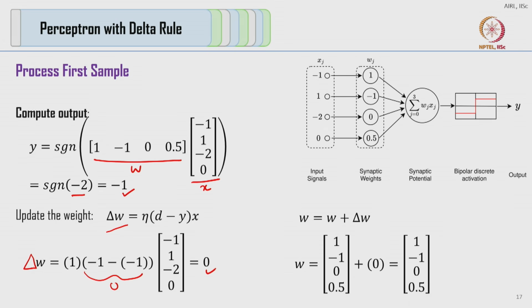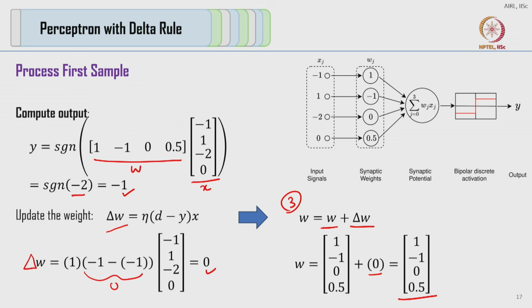Now following the third step, which is updating the weights, W is equal to W plus delta W, which is essentially using the first randomly initialized set of weights, which is given by 1, -1, 0, 0.5 plus the delta W, which in this case is 0. And hence once we pass the first sample, the update to the weights is essentially no update. So W remains as it is. So it is 1, -1, 0, 0.5.